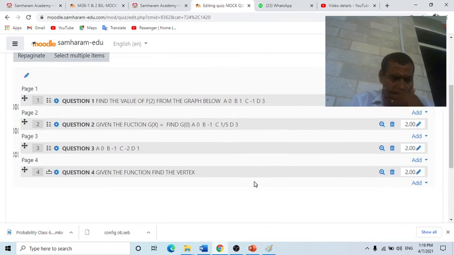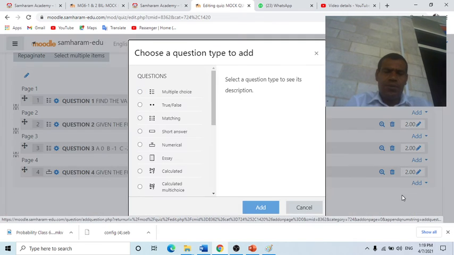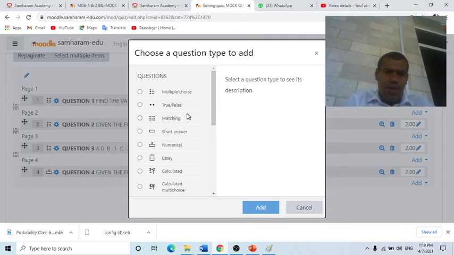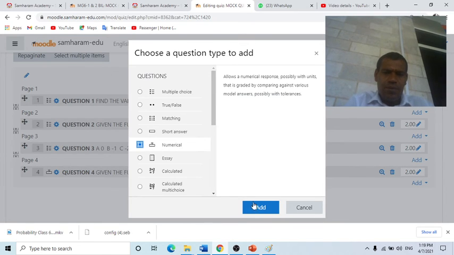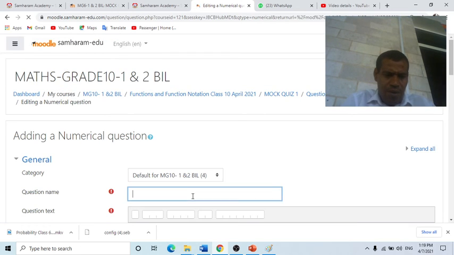Question number, I will add another. So we have 8 marks. The last question, add a new numerical. The question is question 5.